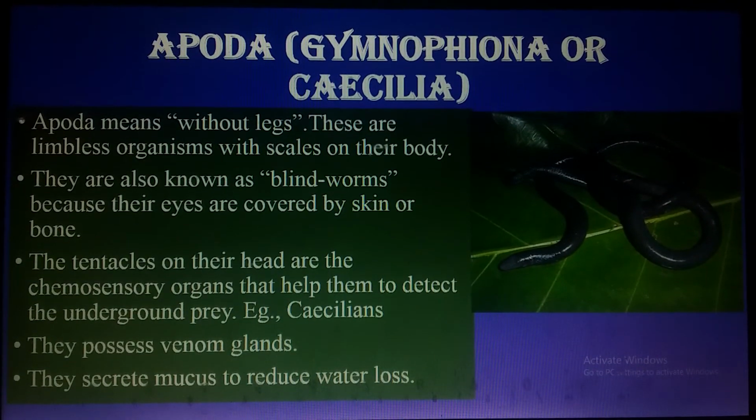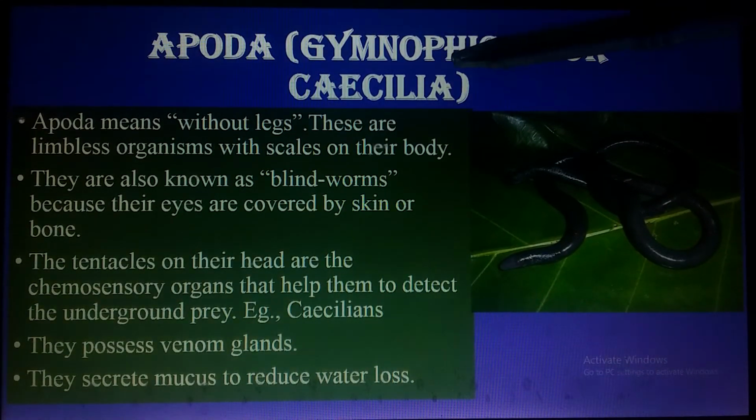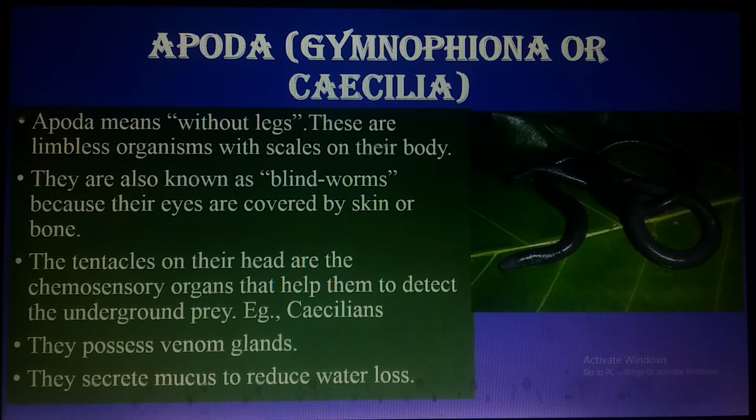Now, they are also known as blind worms. They are also known as blind worms because their eyes are covered by the skin or bone. Third one, the tentacles on their head are chemosensory organs. They use these tentacles for the detection of food and more, that help them to detect underground prey. Is it clear? Now, they possess venom glands too. Must keep in mind, they possess venom glands.